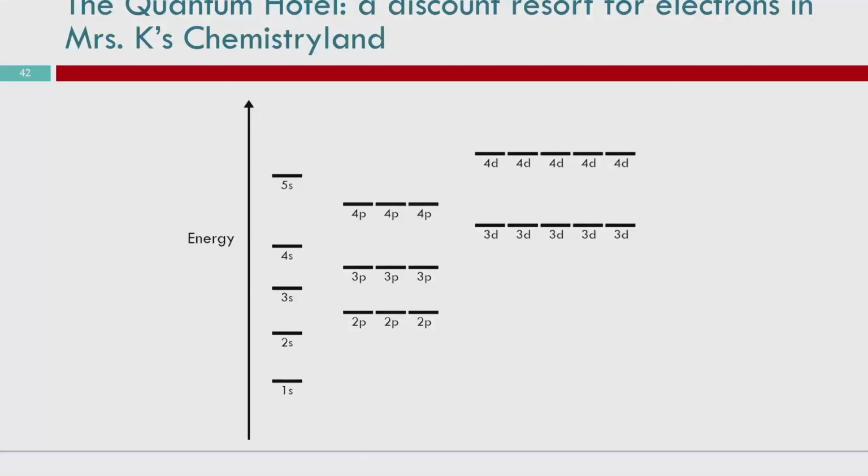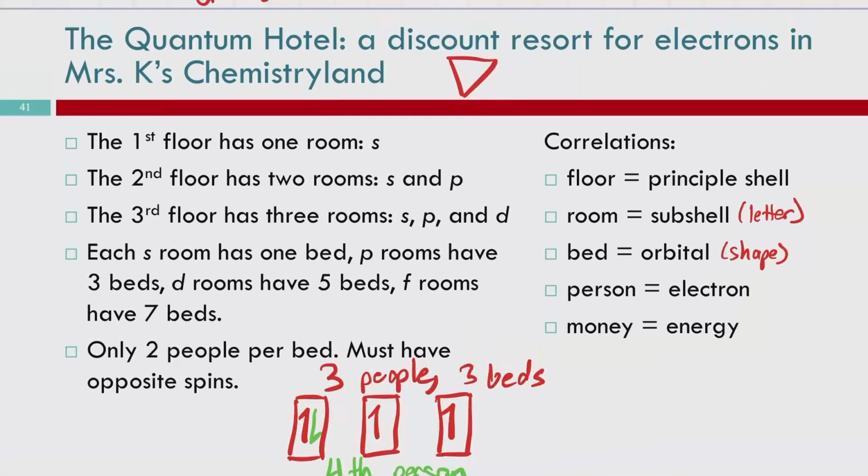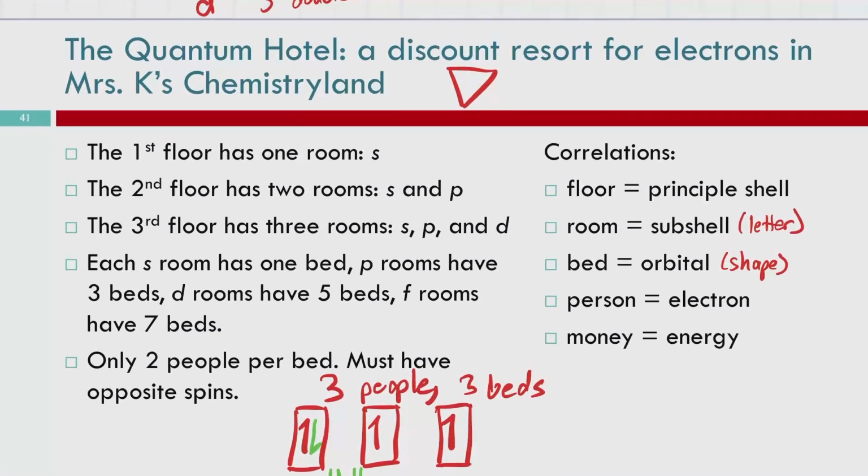All right, last class, we were talking about the quantum hotel, a place where electrons can go to stay. And this is an analogy for our principal quantum number, n, our subshells, s, p, d, f, and the orbitals within those subshells, which are the shapes. So we had the sphere, we had p has the peanuts or the dumbbells. So there's 3 of those. D has the double dumbbells.